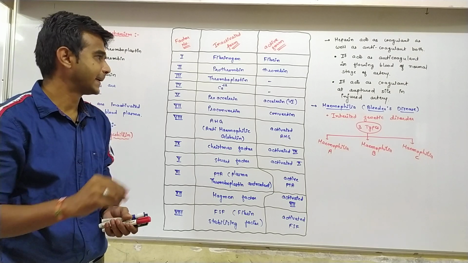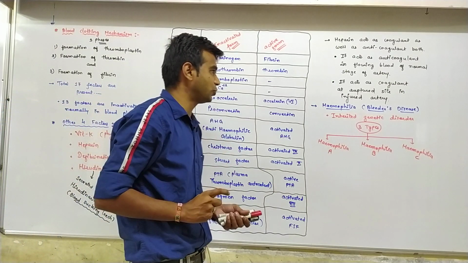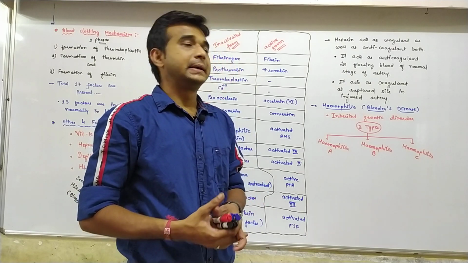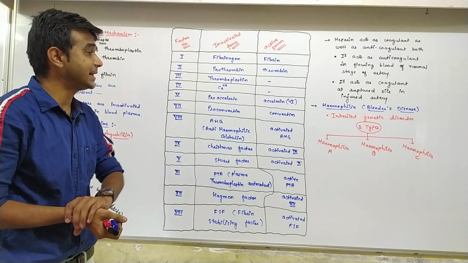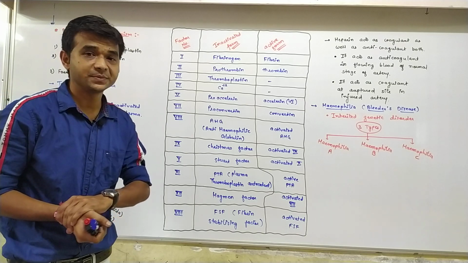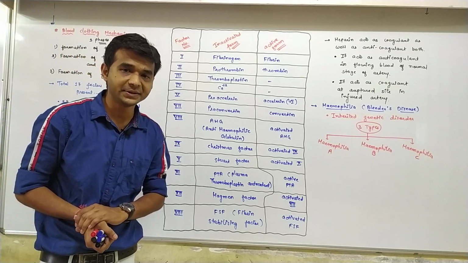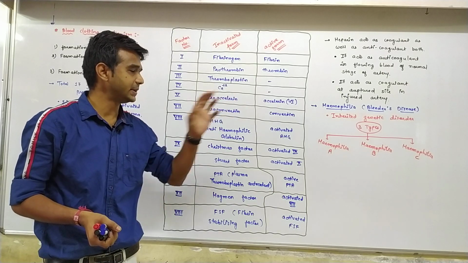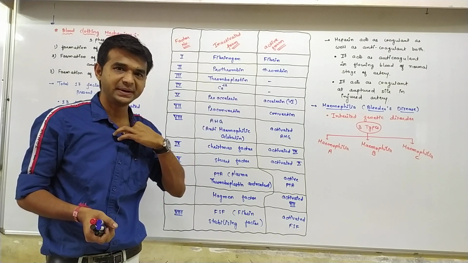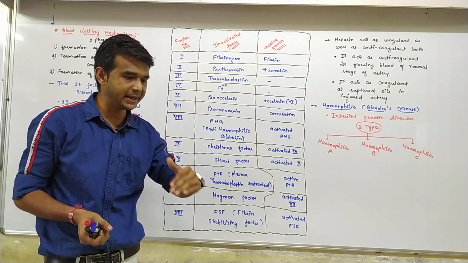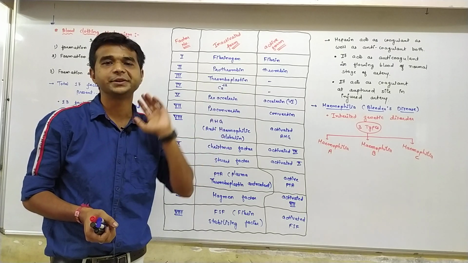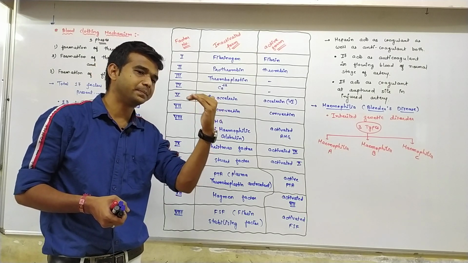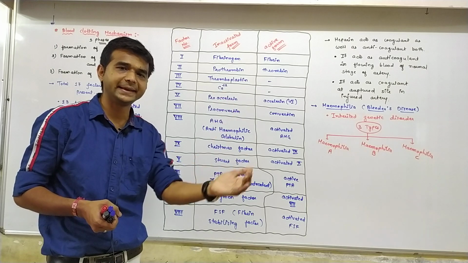Hemophilia. See, hemophilia is also known as bleeder's disease. It is an inherited genetic disorder since birth. If parents have hemophilia, yes, here hemophilia means bleeder's disease. So here bleeding is prolonged. In another way, we say that blood clotting time is more.